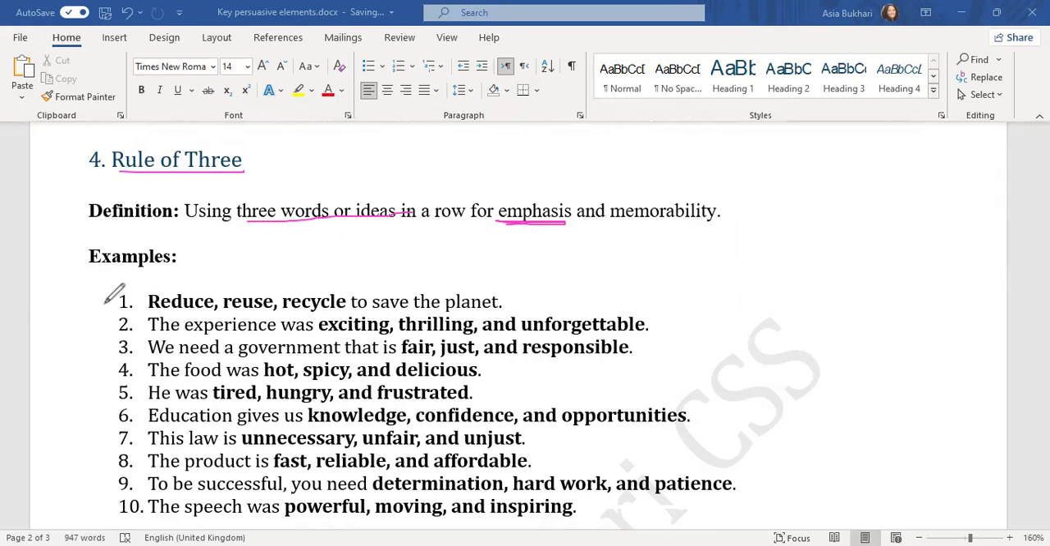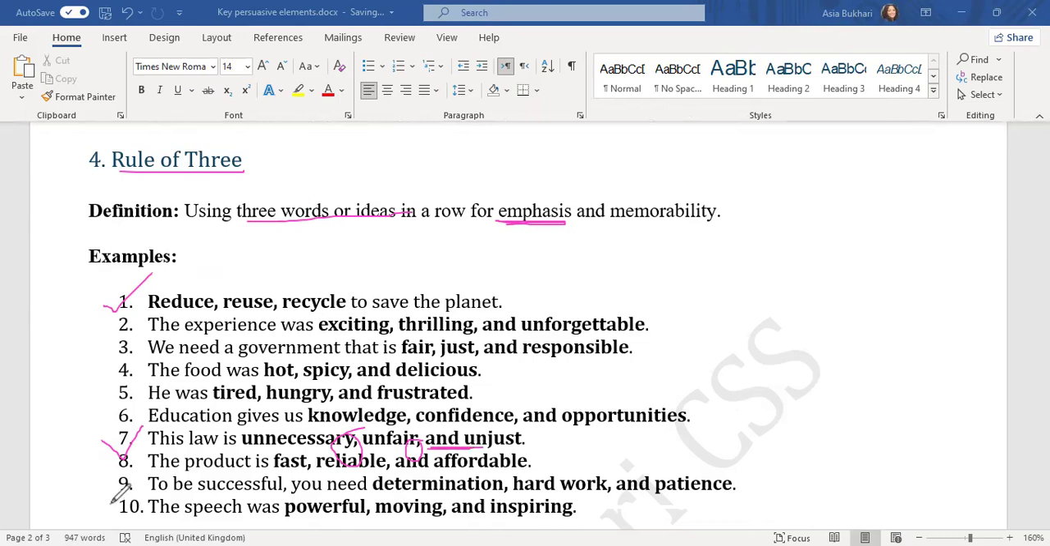I'm using the words reduce, reuse, and recycle to save the planet. You see that these three words are used together, and they are alliterated also because they start with the same letter R, but it is not something important. Look at sentence number 7. This law is unnecessary, unfair, and unjust. So you can see the use of a comma between two words and then the use of "and". So this is how you can bring three words together for an effect.